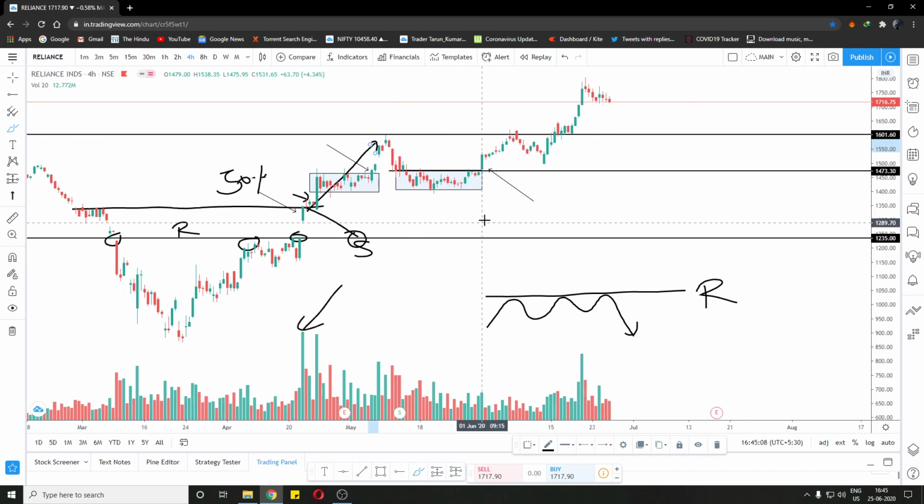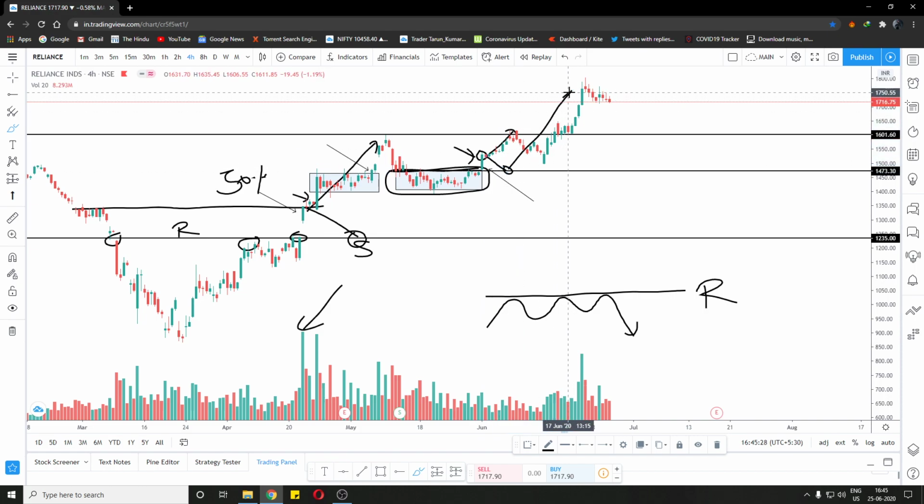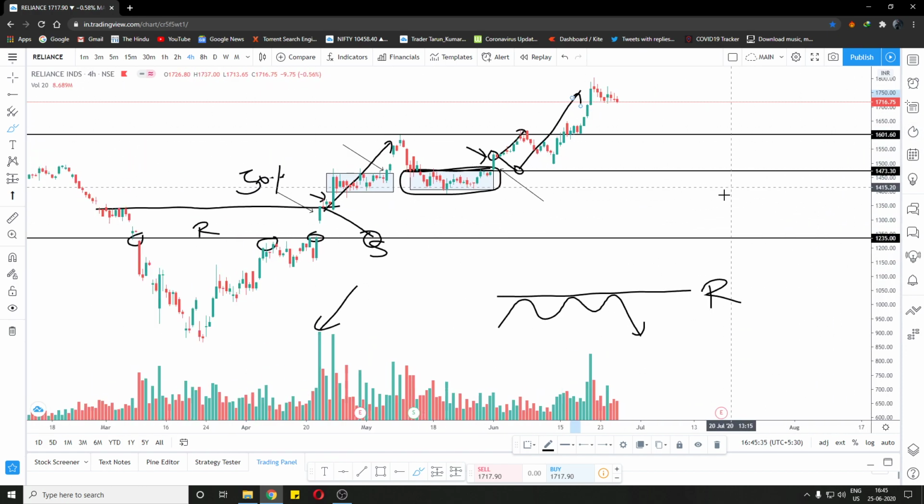Now another area was this area, and we developed another small range and then we had a breakout. This is also a buy signal. We use 50% of our investment and take the profit. If the market would have come down, then we buy another 50% and then the market gives momentum. So this is the Reliance Industries example. I have a few more examples to show.